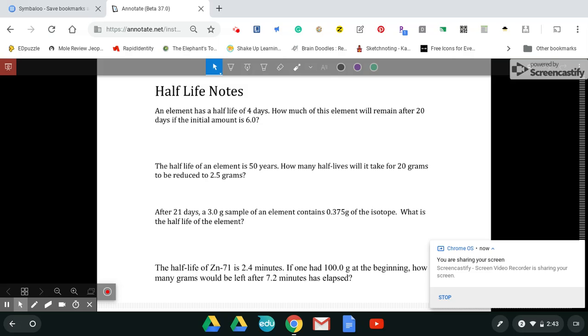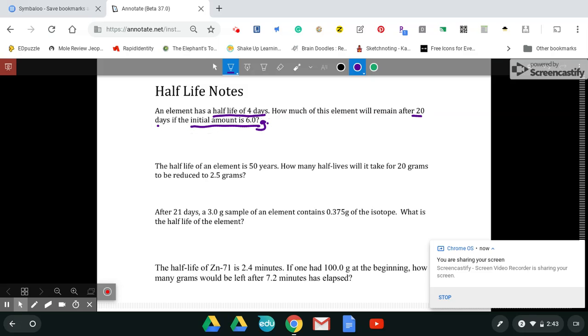It says an element has a half-life of 4 days. So this is my half-life. My question is how much of the element will remain after 20 days if the initial amount is 6. Okay, and that's 6 grams.